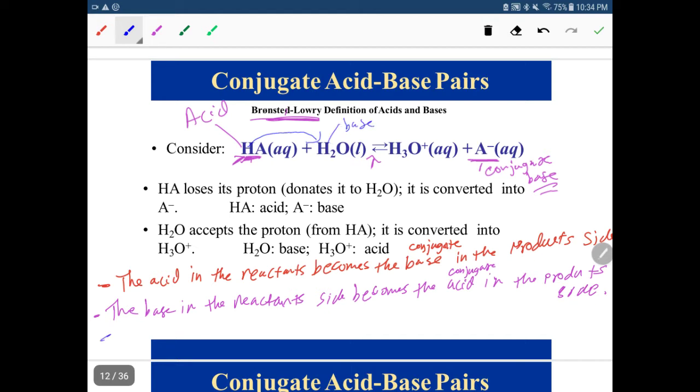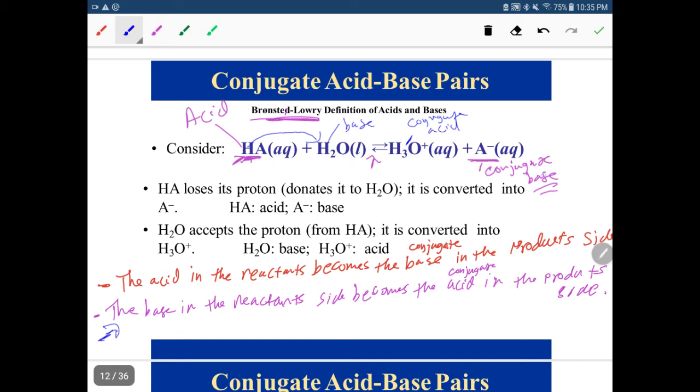And according to this, the base in the reactant side will become the conjugate acid in the product side. So the base here, H2O, you look at the corresponding product, which is going to be H3O plus. This will be the conjugate acid. So the acid becomes a conjugate base, the base becomes a conjugate acid.